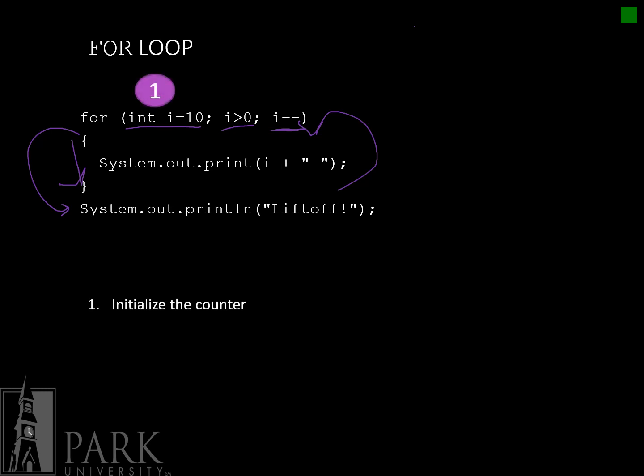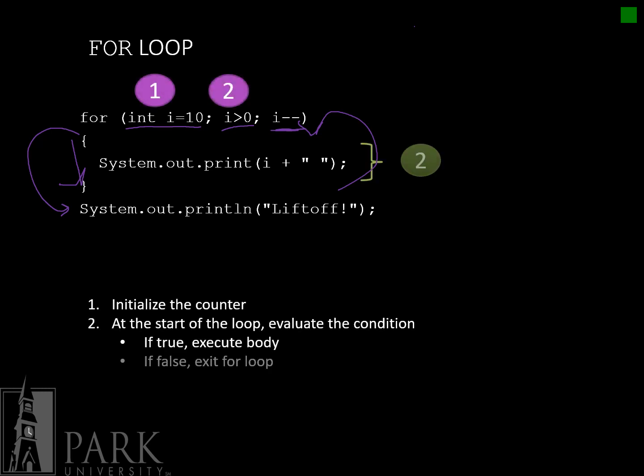So again, initialize the counter. At the start of the loop, evaluate the loop condition. And if it's true, execute the body. It's covered by the green 2. And if it's false, exit the loop, as indicated by the red 2. Perform the update function and go back to the top of the loop.